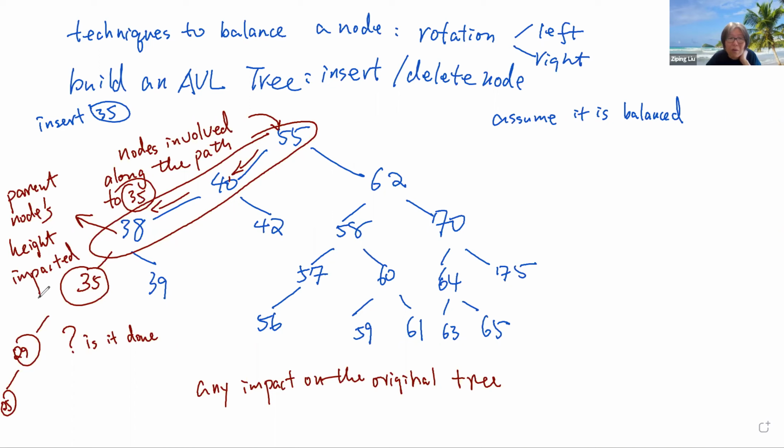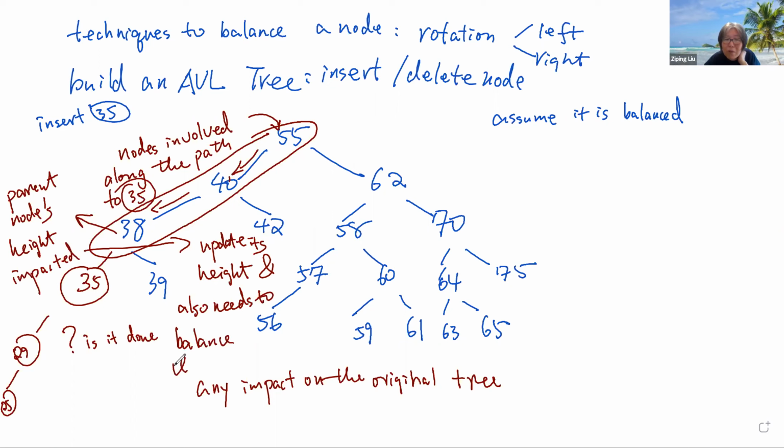So it's impacted, so you need to update its height. But you don't just stop here, you also need to balance the node. Then after you balance 38, what else do you need? You also need to balance 40, its parent node.